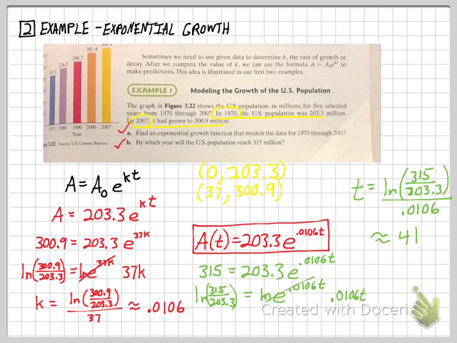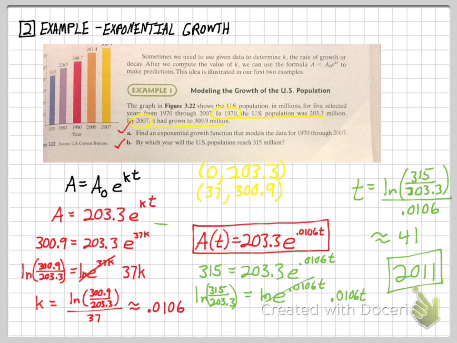Here's why I want to remember that my base year was 1970. So if I take 1970 and I add 41 years, I get 2011. So 2011 is the final answer to part B.